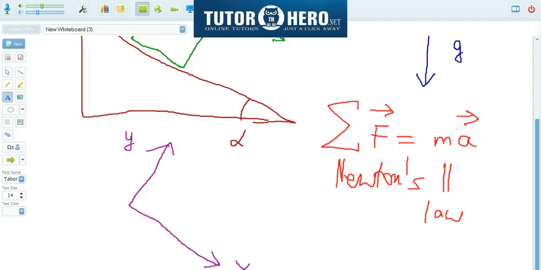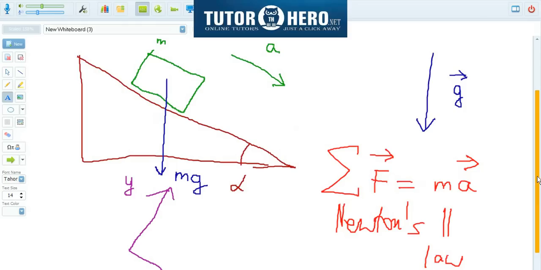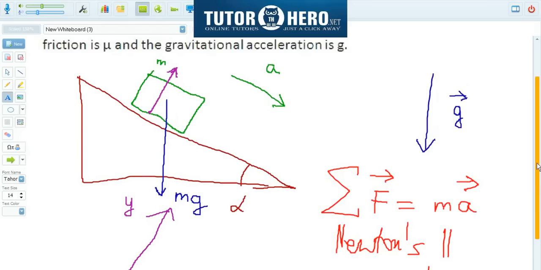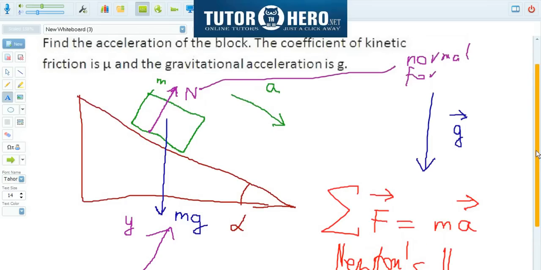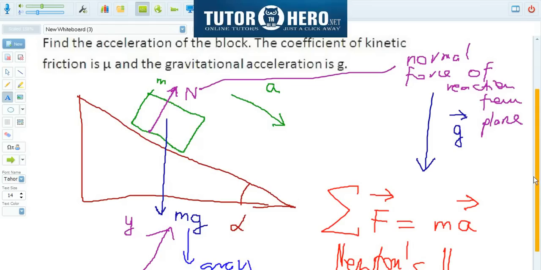Now we have to draw all the forces to start to use Newton's equations. So we have the force of gravity, which is mg. It's going downwards. If there was no inclined plane, the block would go down. However, the block does not go down because there is the force of reaction coming from the plane. The plane prevents the block from going through it, which means that the surface exerts on the block the force of reaction, which is called the normal force, N. So this is the normal force of reaction from the plane. And mg is gravity.